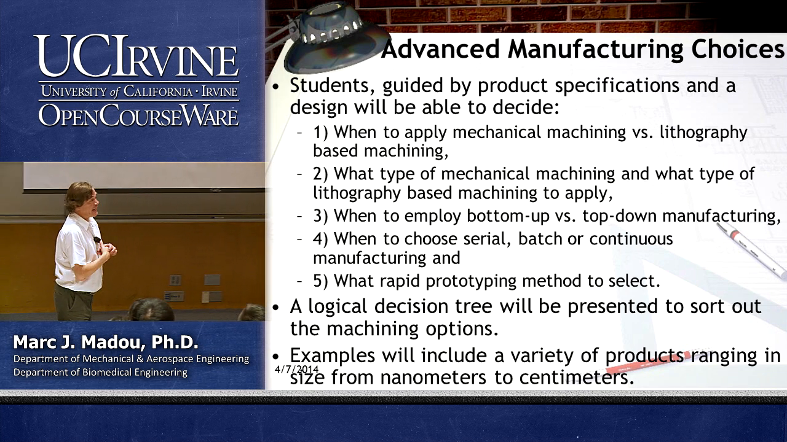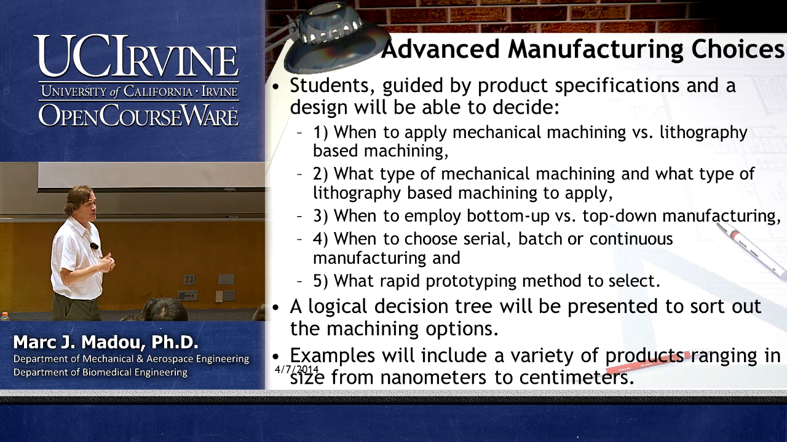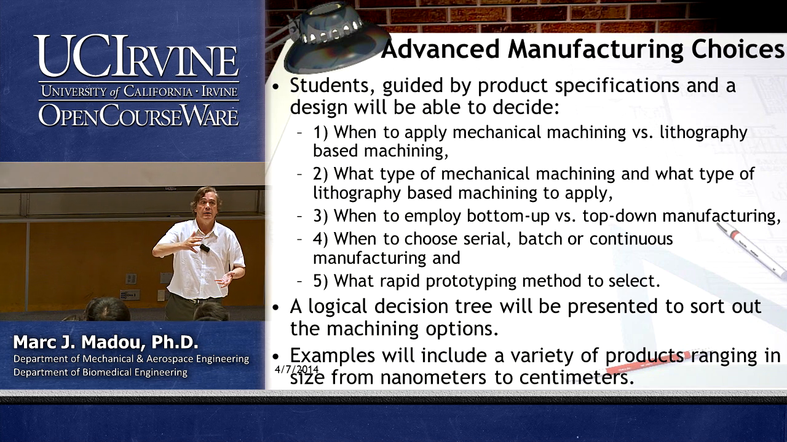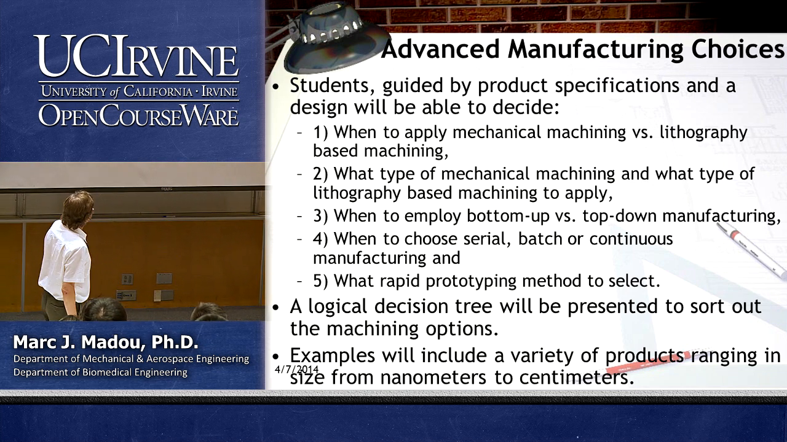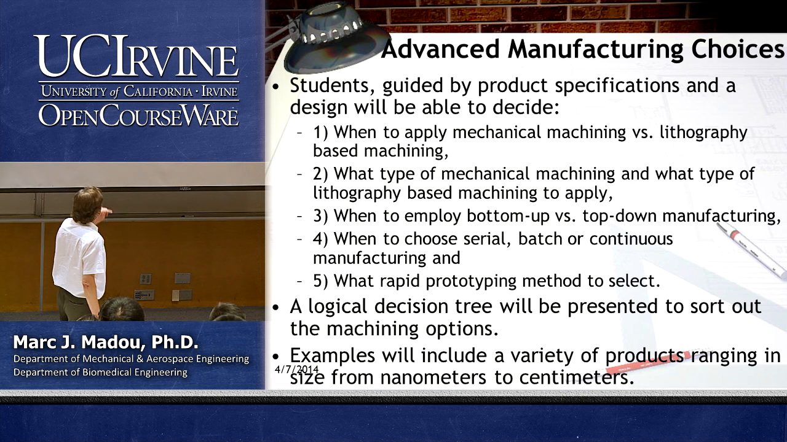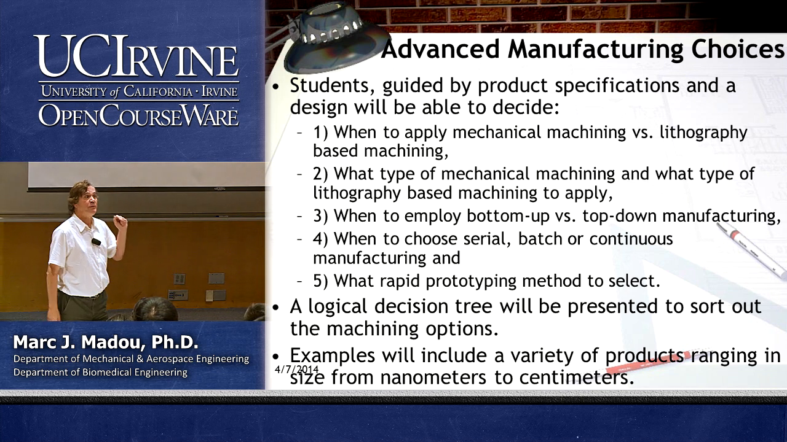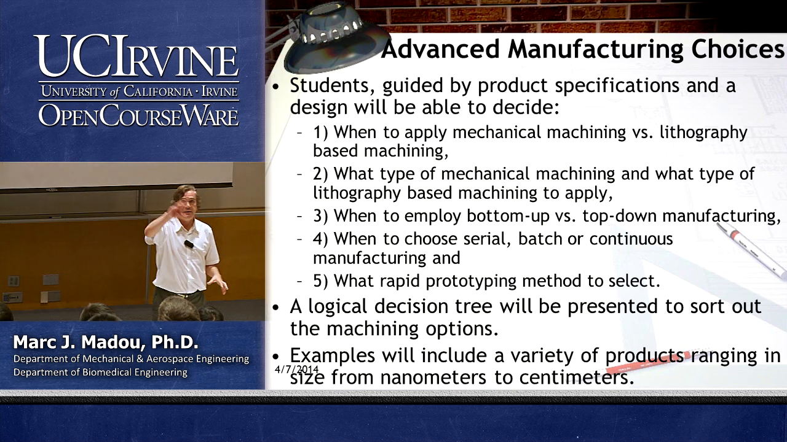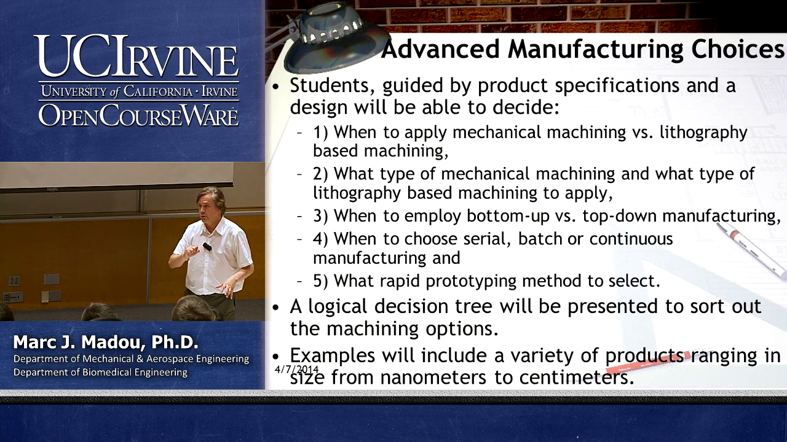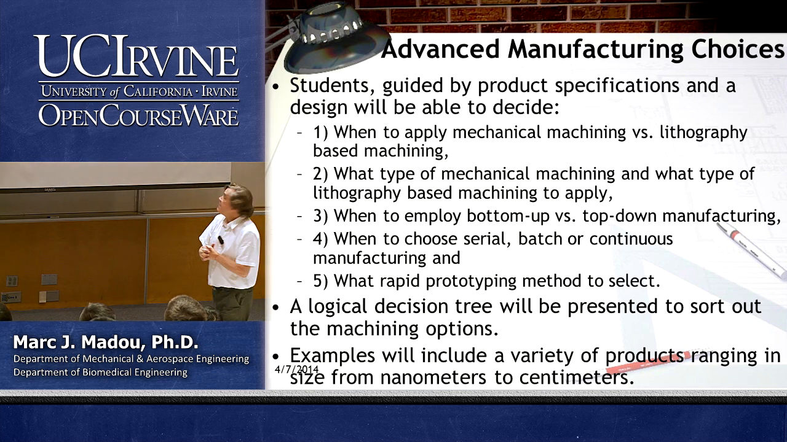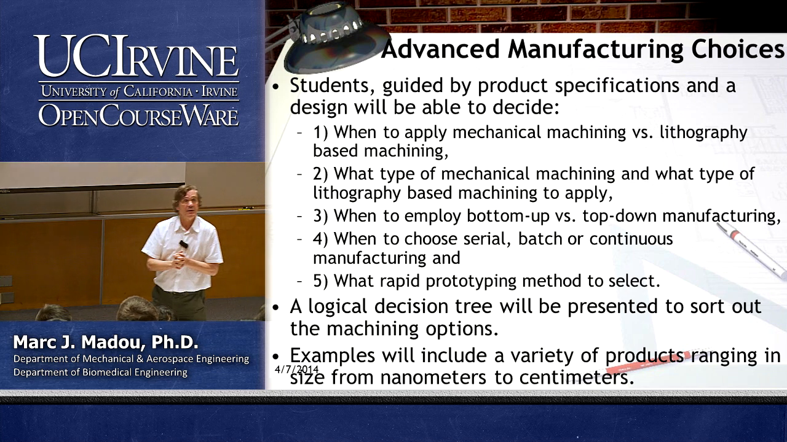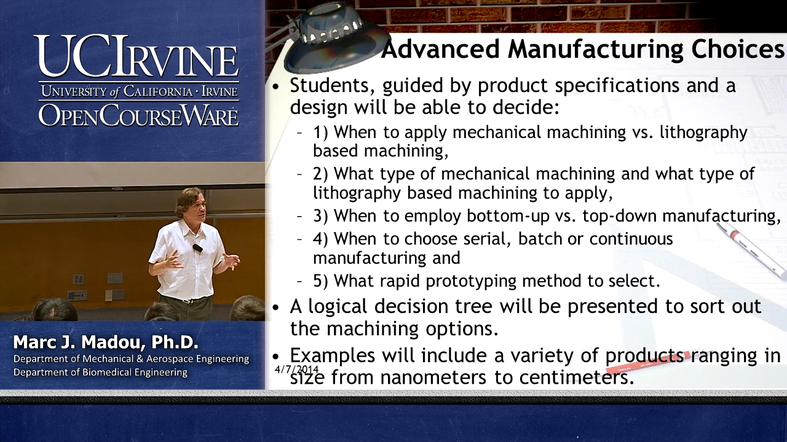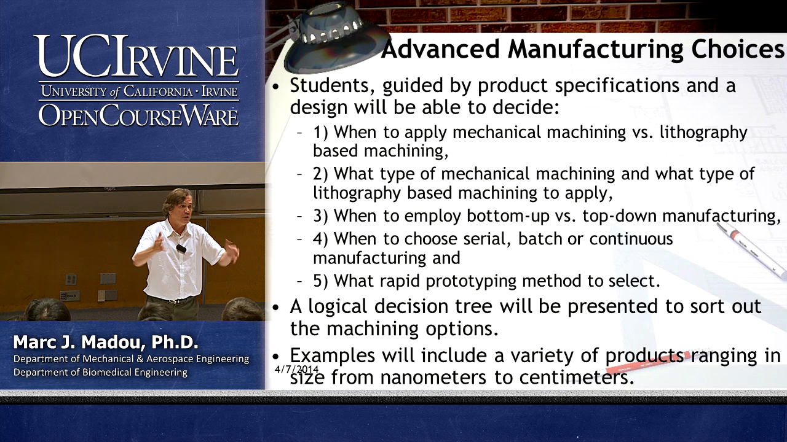Then, what type of mechanical machining will you decide upon? Because within the mechanical machining group, I'm only going to give 3 or 4 examples, there's many more. But you're going to be able to say, I'm going to use that kind of mechanical machining. And then if it's lithography, what type of lithography will I use? There's electron beam lithography, photolithography, and on and on. So you need to have a little bit of an idea which one to choose. Three, when to use bottom-up versus top-down manufacturing. I already gave you a hint on Monday what that is all about. Mankind mostly has developed objects by cutting things down.